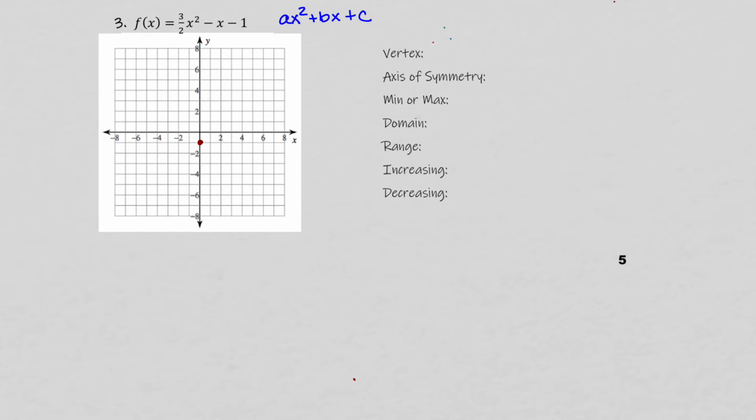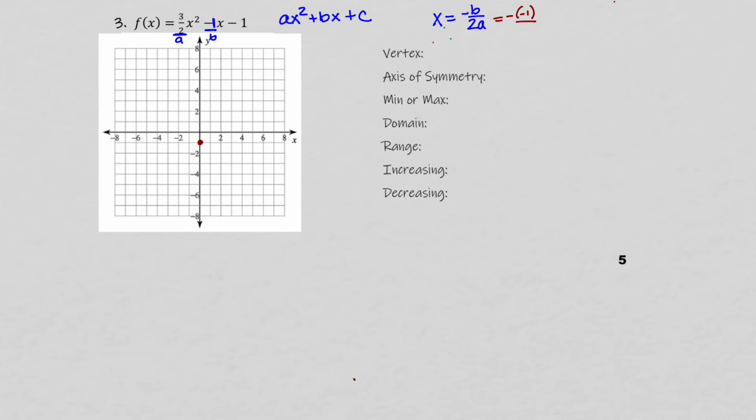But we need to find our vertex. So I need to find x equals negative b over 2a, and then I can find my y. So let's see. A is right here. B is right here. And if there's not a number, it's 1. So if I plug in, I get negative, whoa, I didn't write.